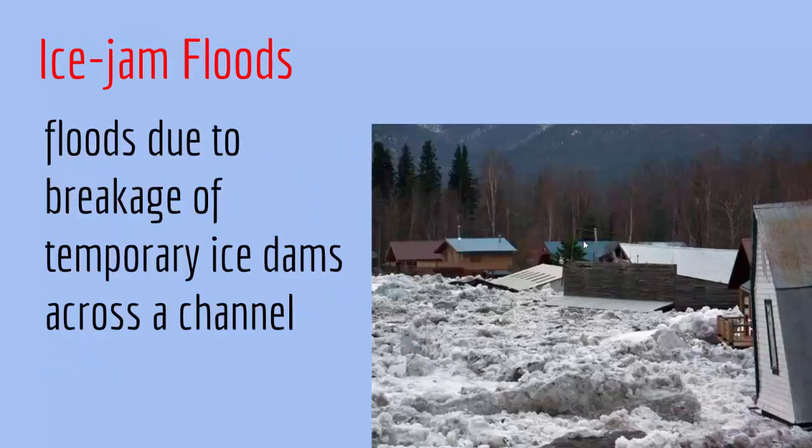The next type of flood that we have is called ice jam floods. Ice jam floods happen due to breakage of temporary ice dams across a channel. Frozen rivers are especially susceptible to ice jam floods. So what happens is the rise of water can break surface ice and make it accumulate and create an ice dam, while the water behind the ice dam accumulates more and more, and at one point the ice dam breaks and releases a lot of water, causing huge damages.